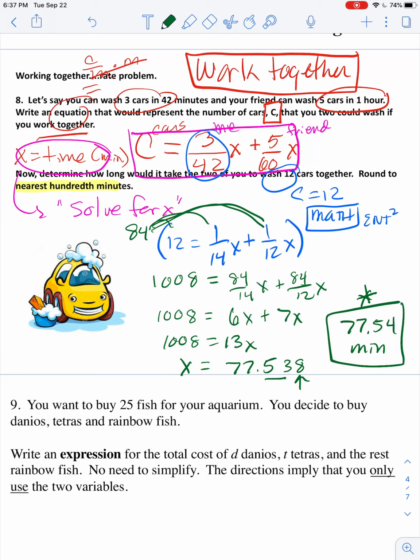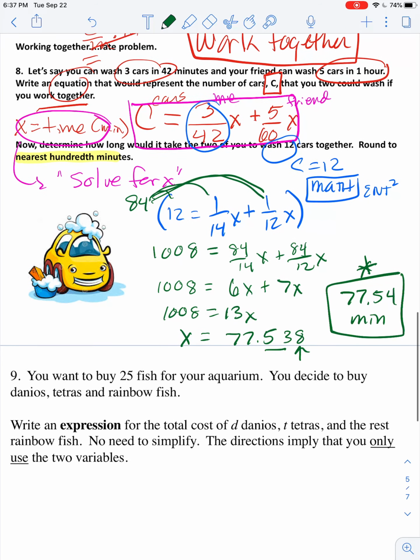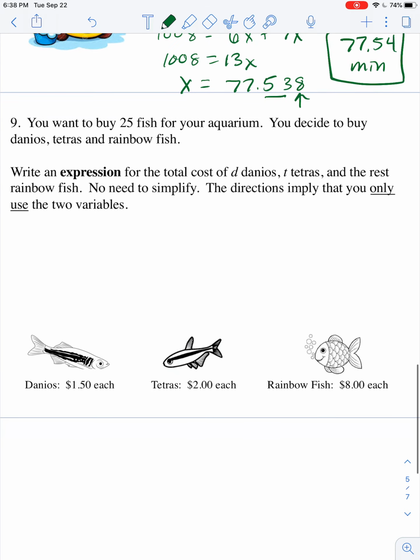So that problem is something that you want to know how to set up, and they're always going to be set up the same. You'll see them in your homework. You'll see them in the review. So make sure that you are kind of understanding how those go together.